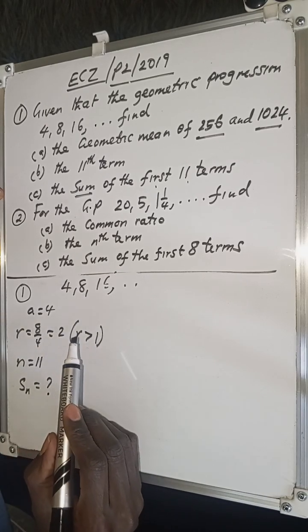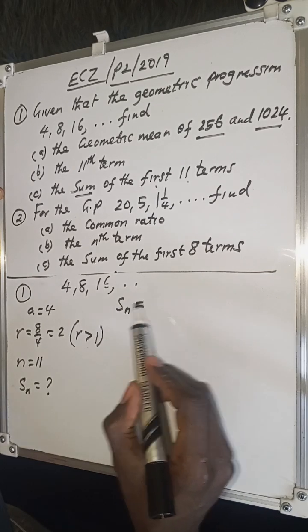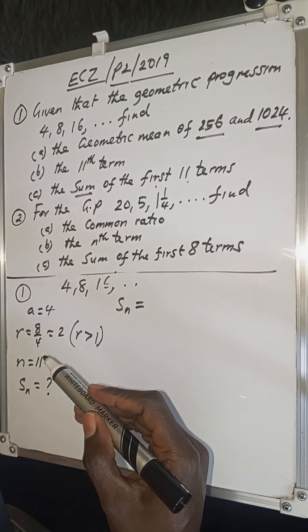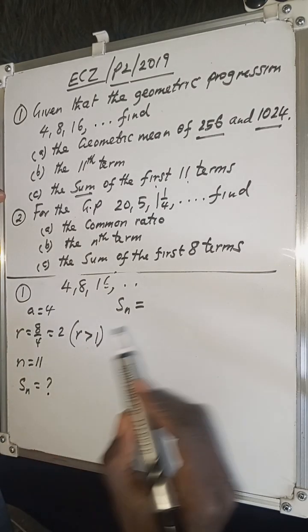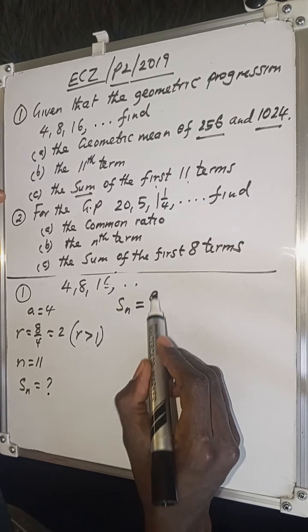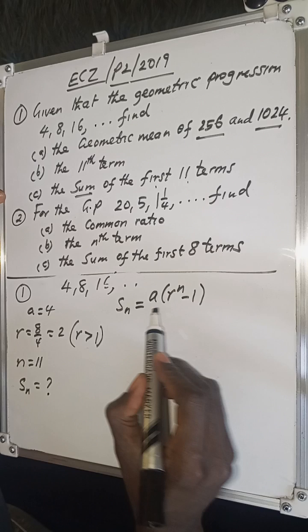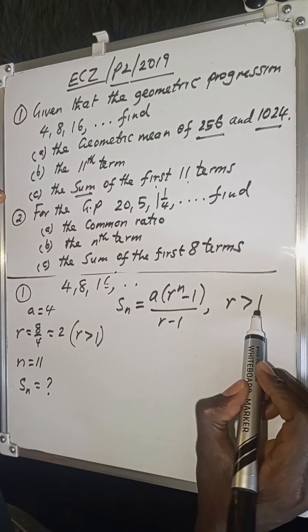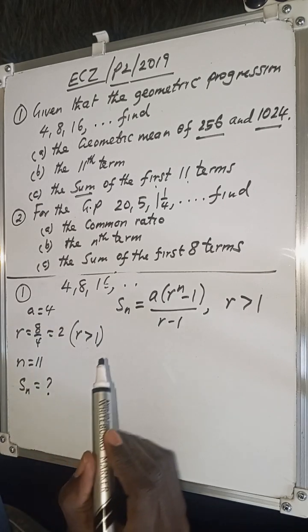If it is greater than 1, I told you the formulas that you need to apply. They also give you some of these formulas in front of the question paper, on the second page. So Sn is equal to the first term times r raised to the power n minus 1, over r minus 1. Why do we use this one? Because our common ratio is greater than 1. You can see our common ratio there is 2.